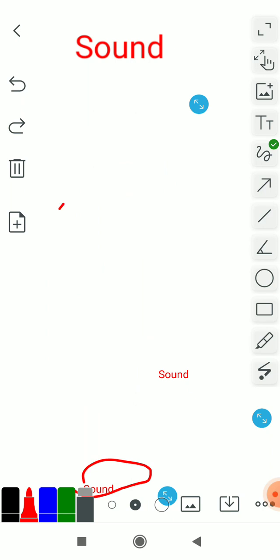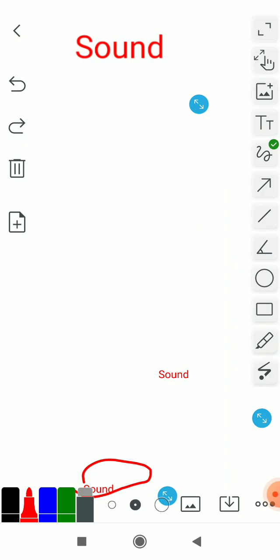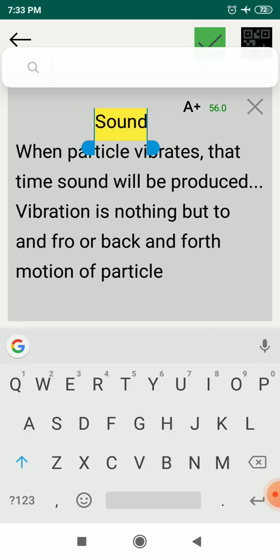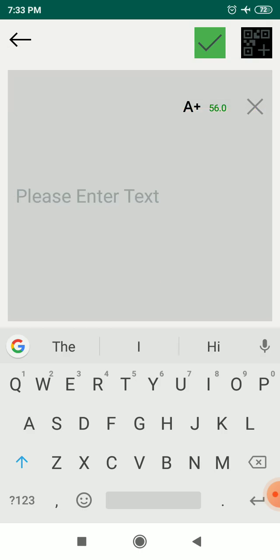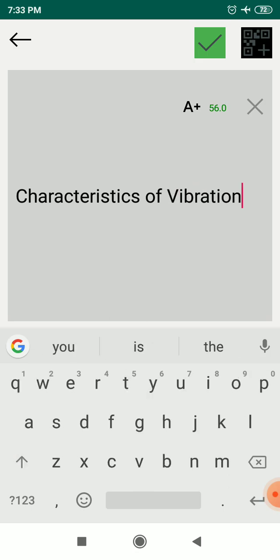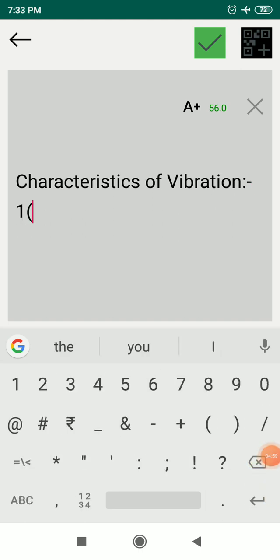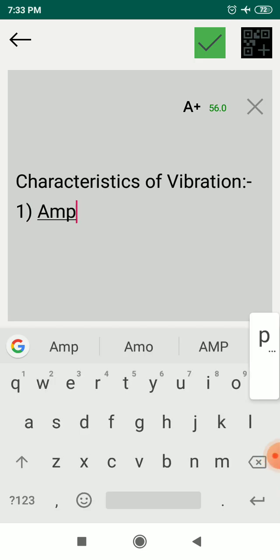Now we will discuss the characteristics of vibration. Our next topic will be characteristics of vibration, meaning the specific features of vibration. The first feature that we should discuss is amplitude.